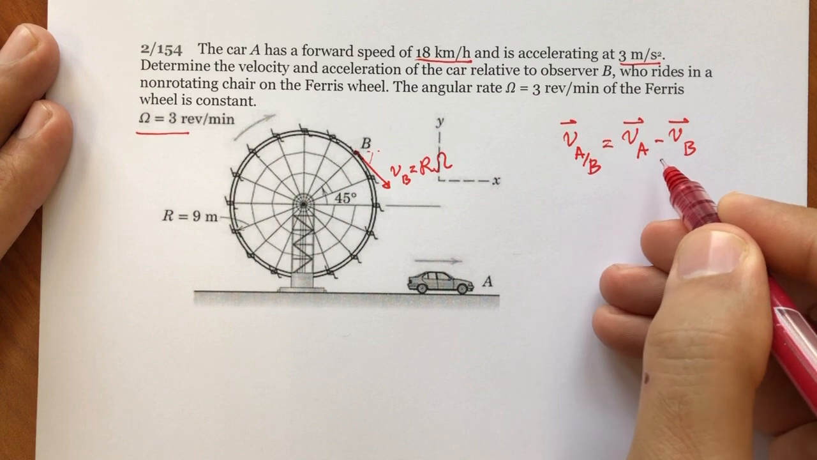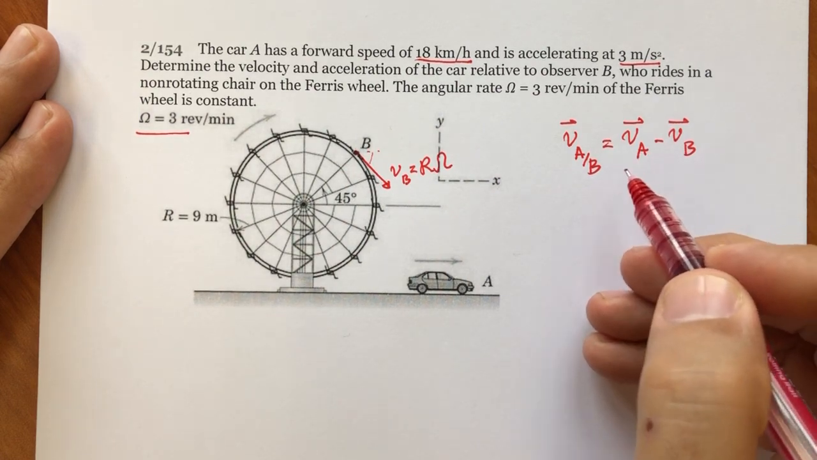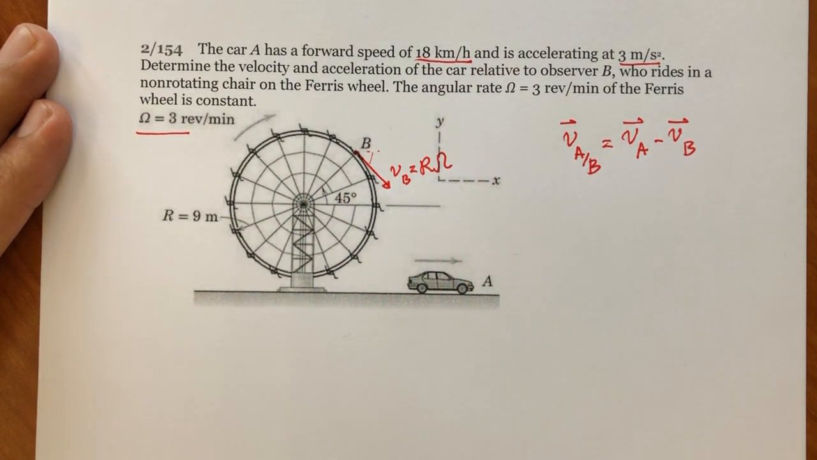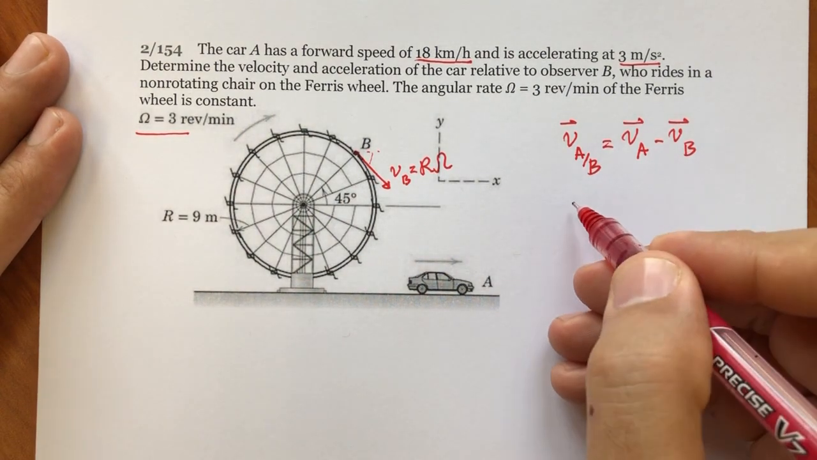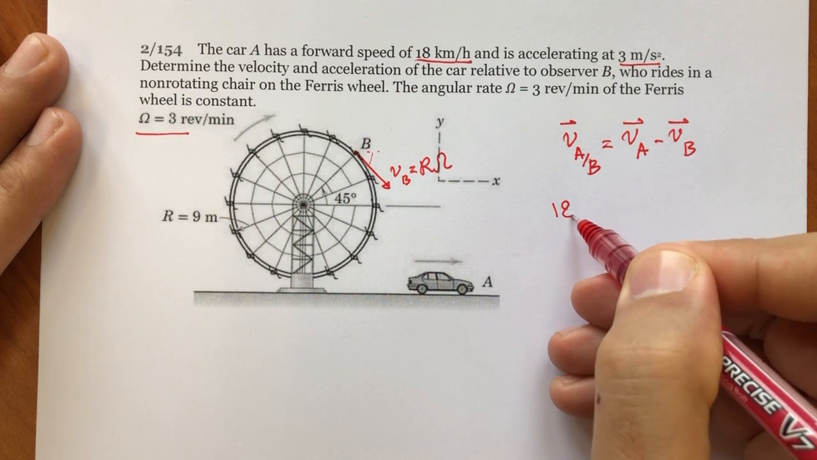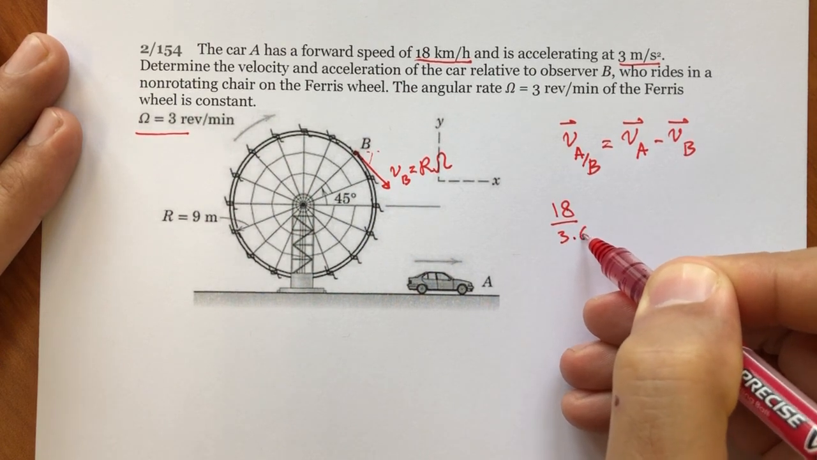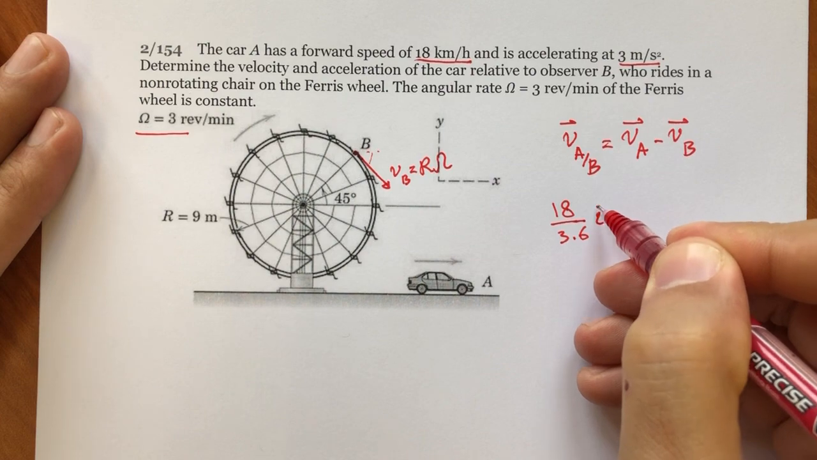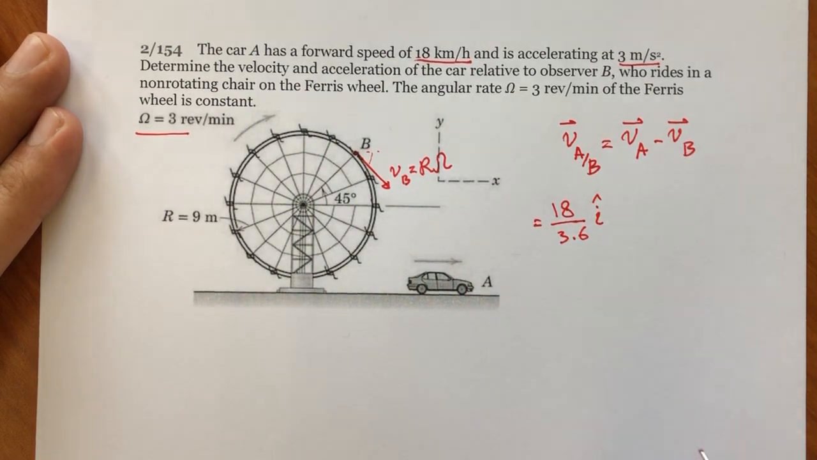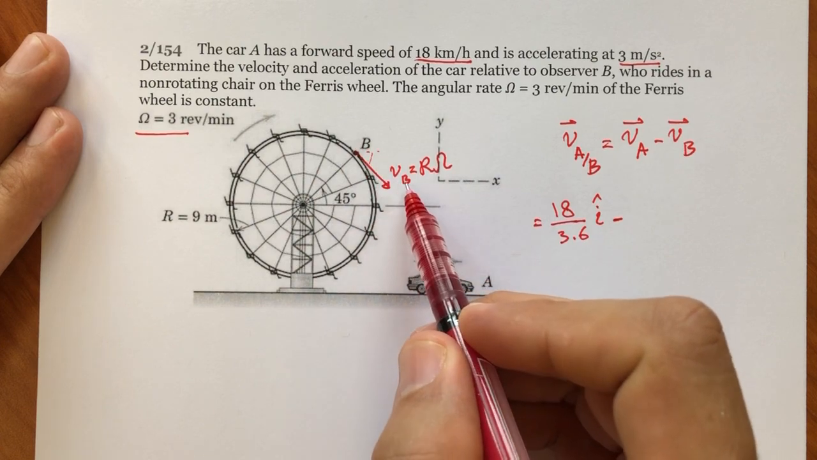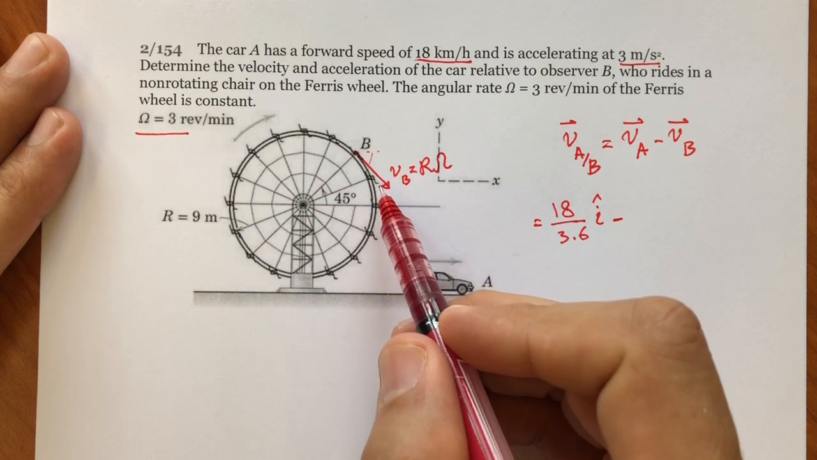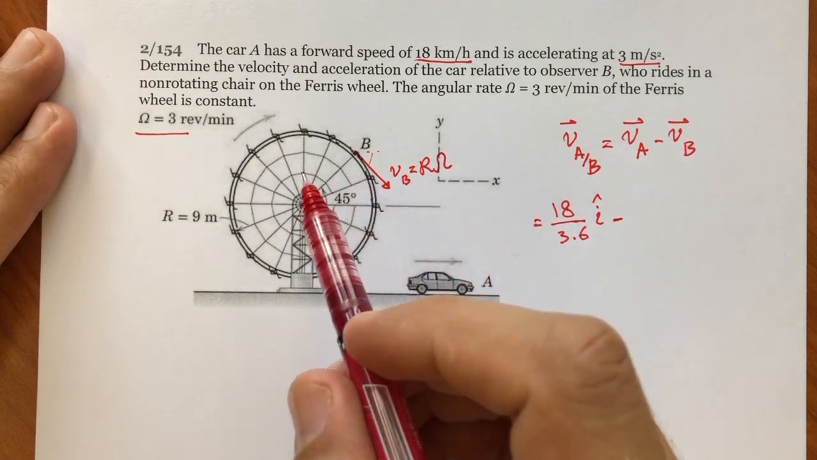So velocity of A with respect to B is going to be velocity of A, which is 18 kilometer per hour. And we need to make it meter per second, which if you divide it by 3.6, is going to be in meter per second, and it is all in the i direction. Minus velocity of B. You can write the velocity as magnitude times the direction. The magnitude is r times omega.